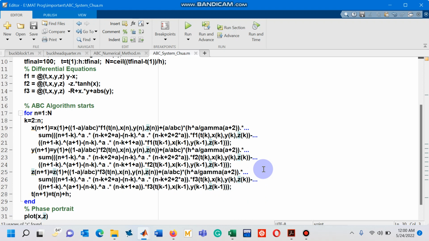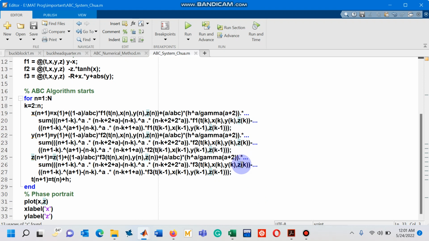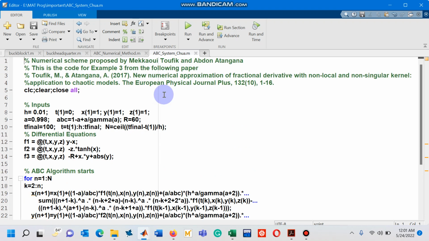After writing this for loop, I was interested in finding the graph, the phase portrait, as lots of phase portraits are given in the research paper as well. So I have given the command of plot x comma z, where the x label is x and y label is z. So let's run this code, and you can see that it is going to take a little bit of time because the final point of our integration interval is 100, and the step size that I have chosen is 0.01.